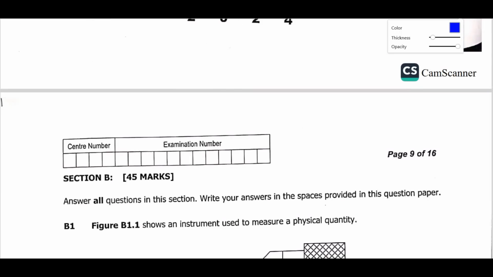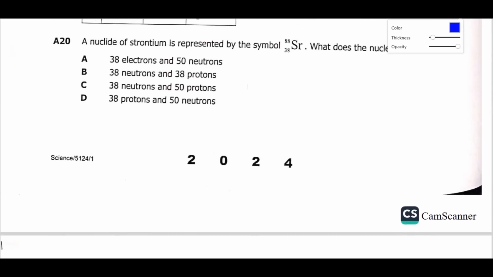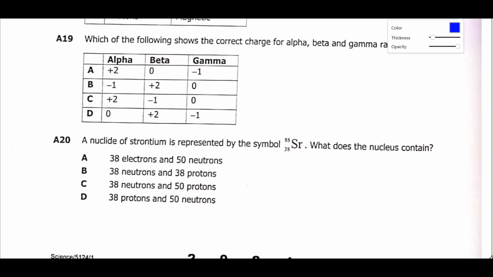Then we move on to question number 19. Which of the following shows the correct charge for alpha, beta, and gamma? For alpha it's +2, beta is -1, gamma is neutral. Neutral is the same as 0. So +2, -1, 0, the answer is C.